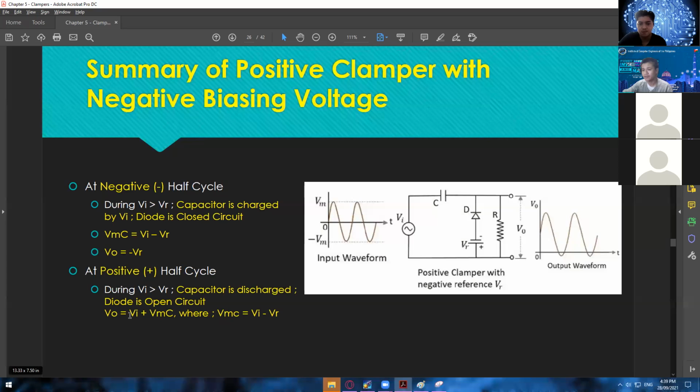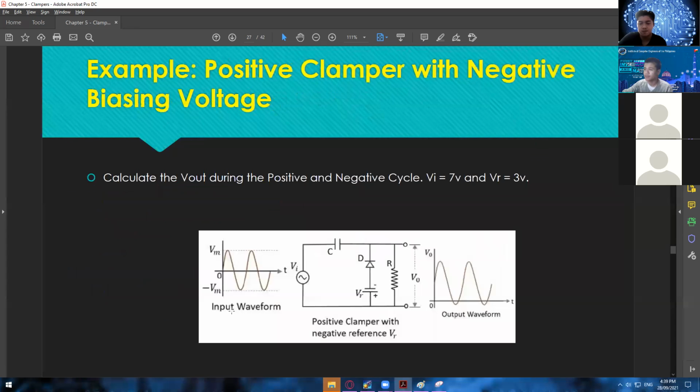So the formula for that one is Vo equals Vi plus VMC, wherein again VMC is equal to Vi minus VR. Anyway, let's have an actual example for you guys to appreciate what's really happening with negative biasing voltage. So we have 7 volts for the Vi, and then 3 volts for the reference voltage. So in here, you guys already know what is our value of our VMC.